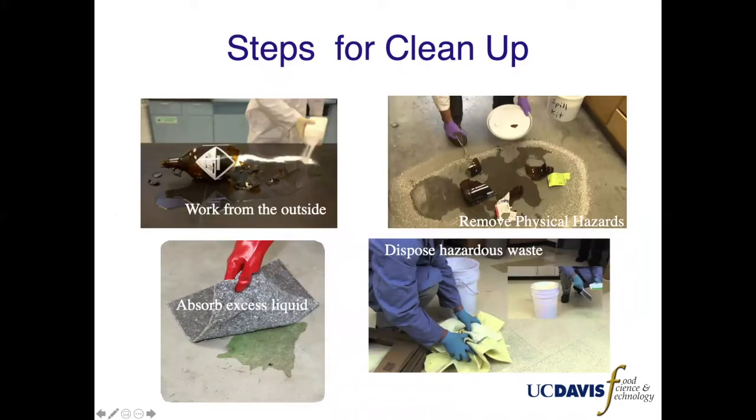Here are some steps for cleaning up chemical spills. Work from the outside in. Start containing the spill with a barrier of absorbent material to prevent further spread. Remove any physical hazards such as glass with tongs and place in a hard-hold container. Absorb any excess liquid using paper towels or other absorbent material. And double bag in plastic bags or a single hard plastic container and dispose of as hazardous waste.